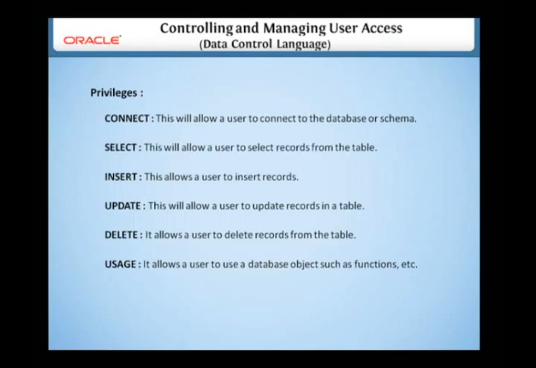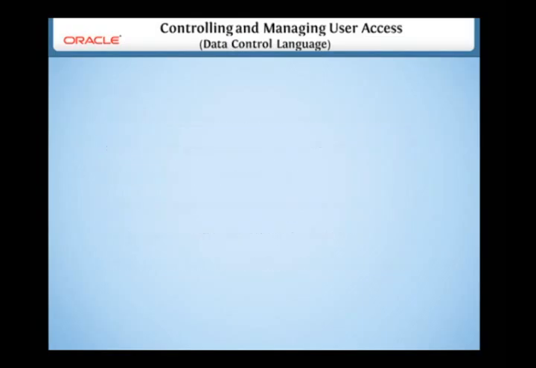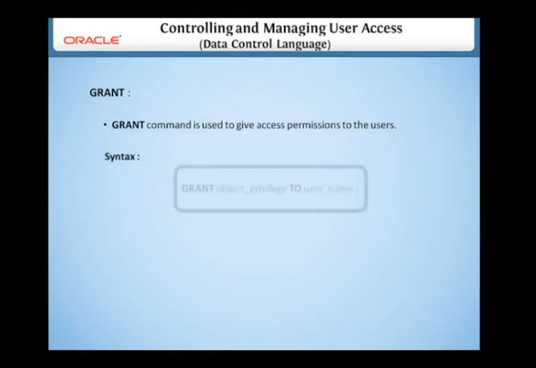These DCL commands are auto-committed when they are executed. Here we will see in detail how to give object privileges to the user. In Oracle, every table is considered an object. Now we will see in detail about the grant command. The grant command is used to give access permissions to the users. Let's see the syntax for the grant command.